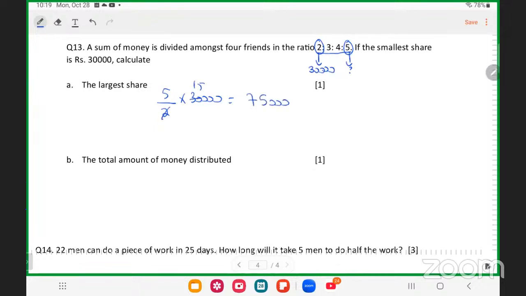The total amount of money distributed. The total is 2 plus 3, 5, 5 plus 5, 10, plus 4, 14. Total is 14. So 14 upon 2 into 30,000. 15 into 14 is 210, so 210,000. It's always advisable to write the correct units.